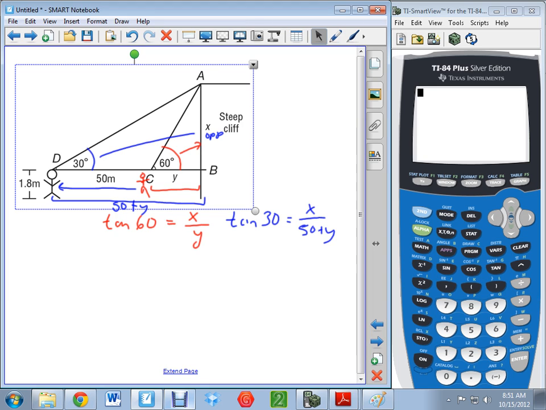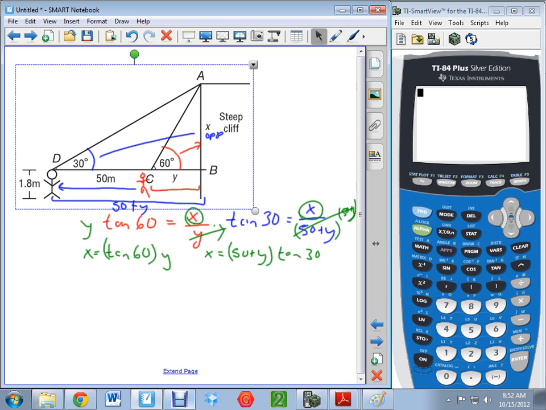Now I have two equations here with two variables. What I need to do is set up a system of equations, and I'm going to solve both of these equations for x, because that's easy to get by itself. Simply multiply both sides by y, and this will cancel out, leaving me that x is equal to the tangent of 60 times y. And then I can do the same thing on the other side, but not just multiply by y, but multiply by 50 plus y. That'll cancel out, and I'll have x is equal to 50 plus y times the tangent of 30.